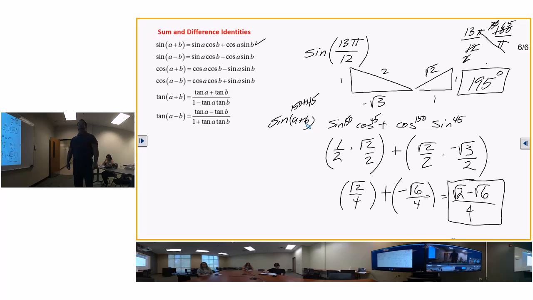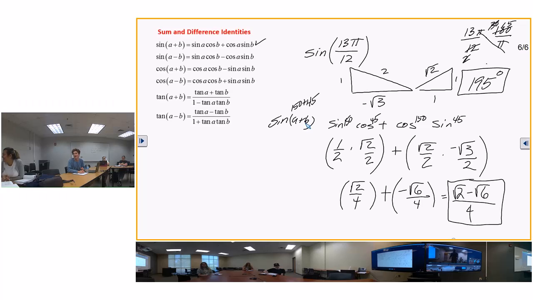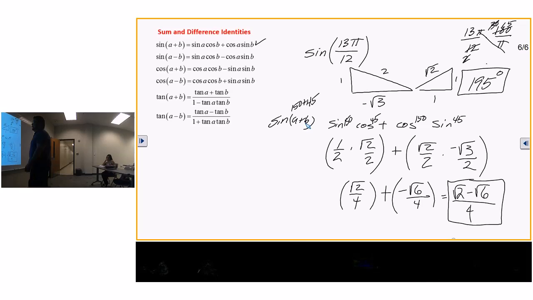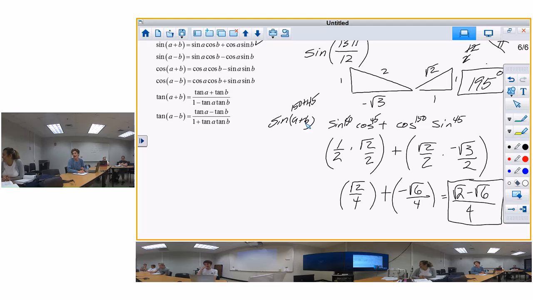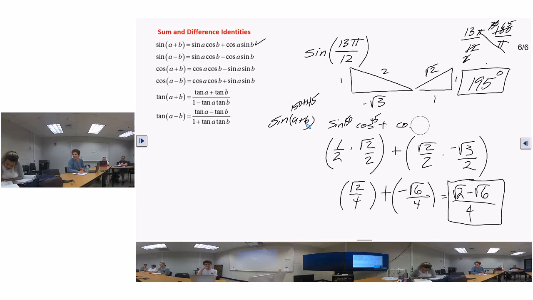I got lost after we made the triangles. Okay. You made the triangles. I know how you got the 195, and then I know what you did to get the triangle, but I don't know how you got the numbers in the triangle. All right. So we need to go back.